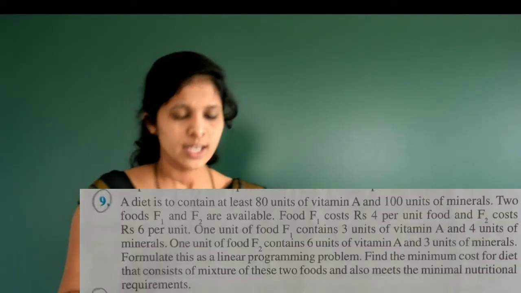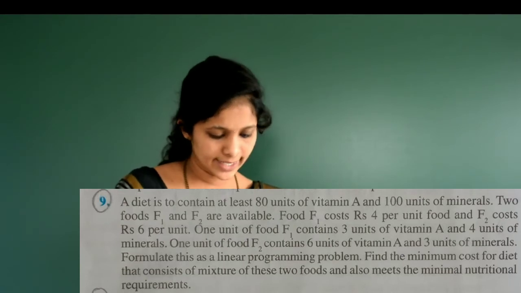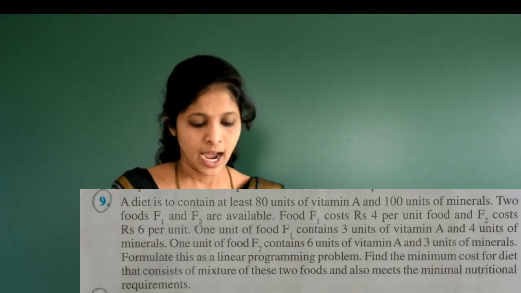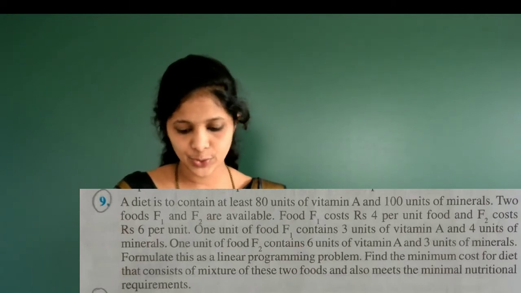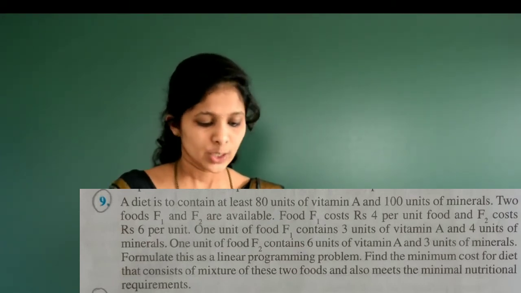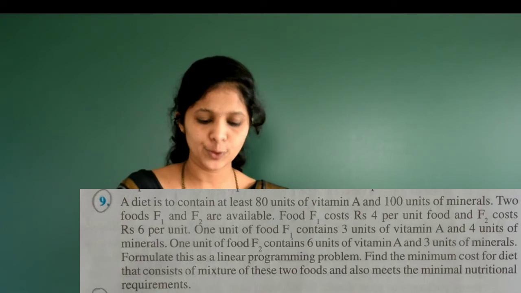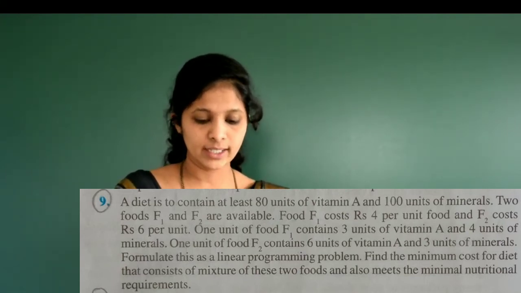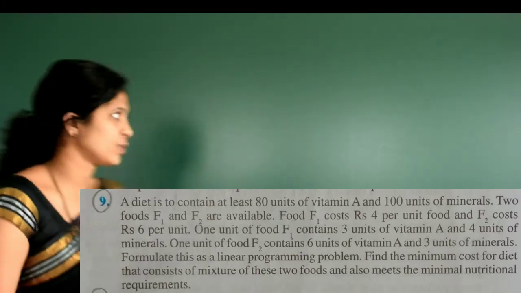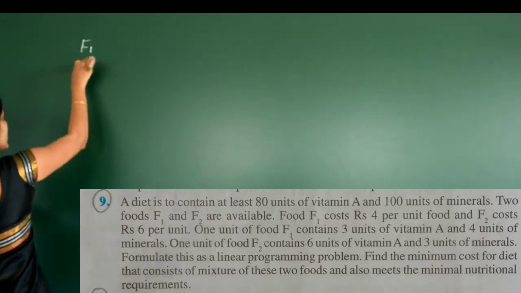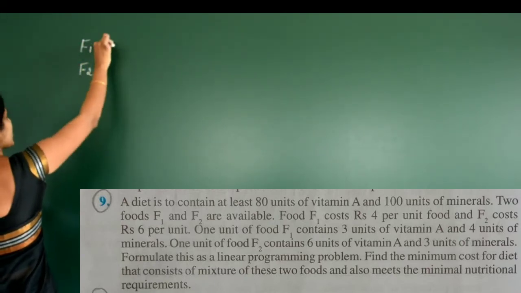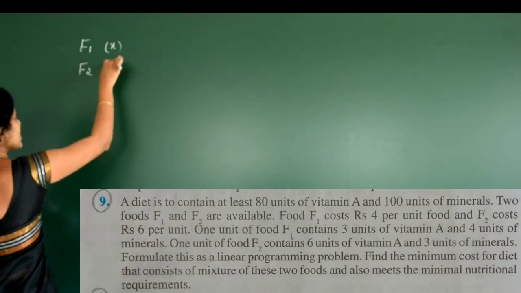Next question, similar to the previous one. Our diet is to contain at least 80 units of vitamin A and 100 units of minerals. Two foods, F1 and F2, are available. So we will consider one as F1 and another one as F2. This will be considered as x and another one as y.